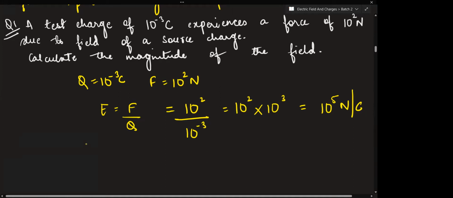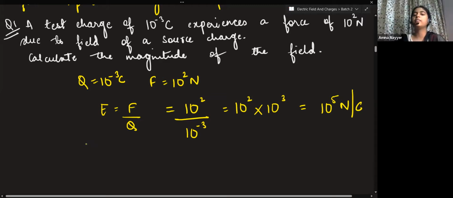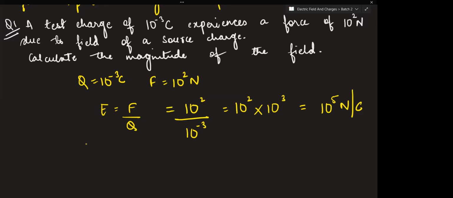Teacher, my error was not in the calculation. Instead of 10 to the power 2, I wrote it as 10 to the power 5. Oh, 10 to the power 5. That's why your answer was coming in powers of 2. Yeah. Okay.